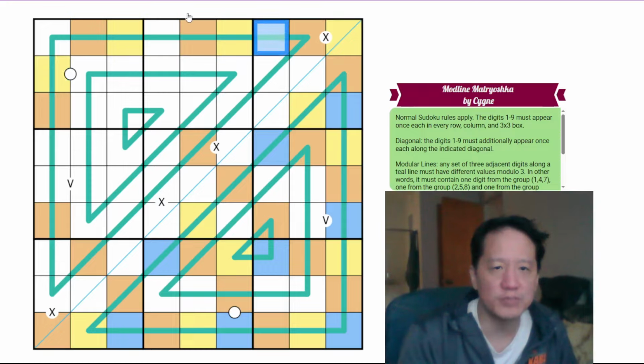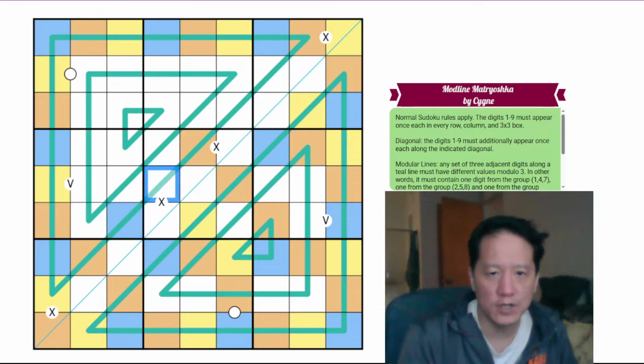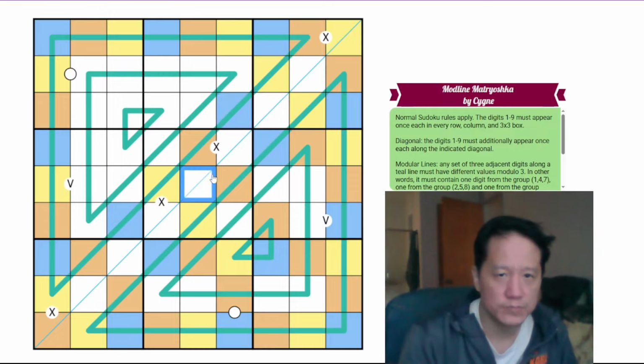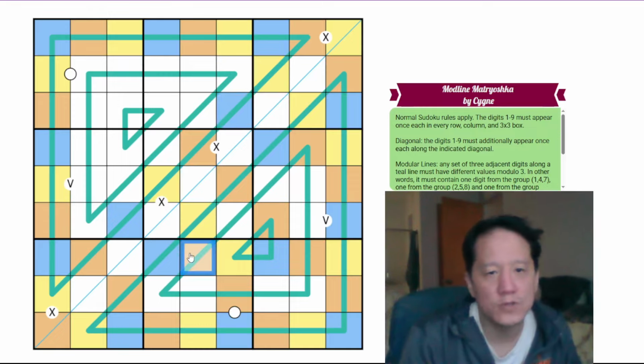That leaves this as blue. This is blue. This is blue. This is blue. And then we have yellow. Blue and yellow. Blue, yellow. Blue and yellow.